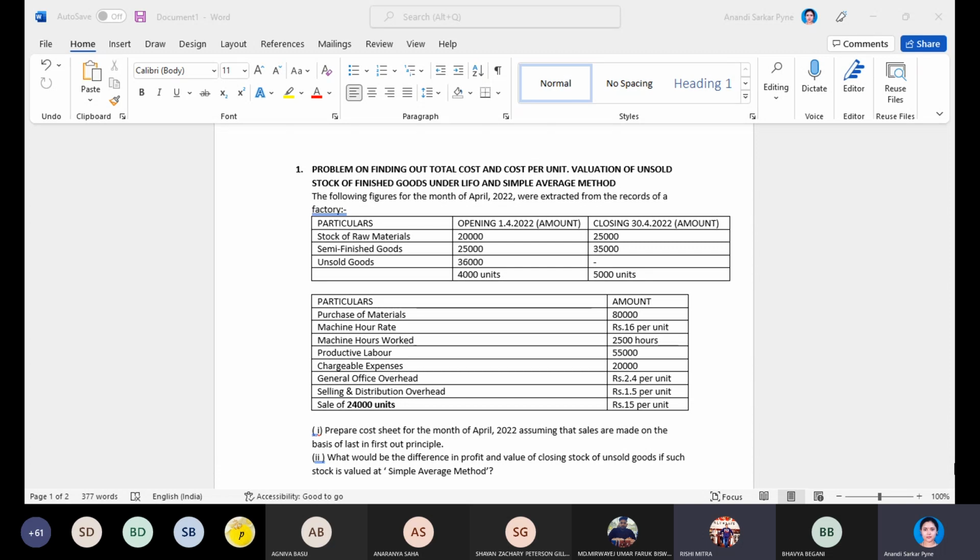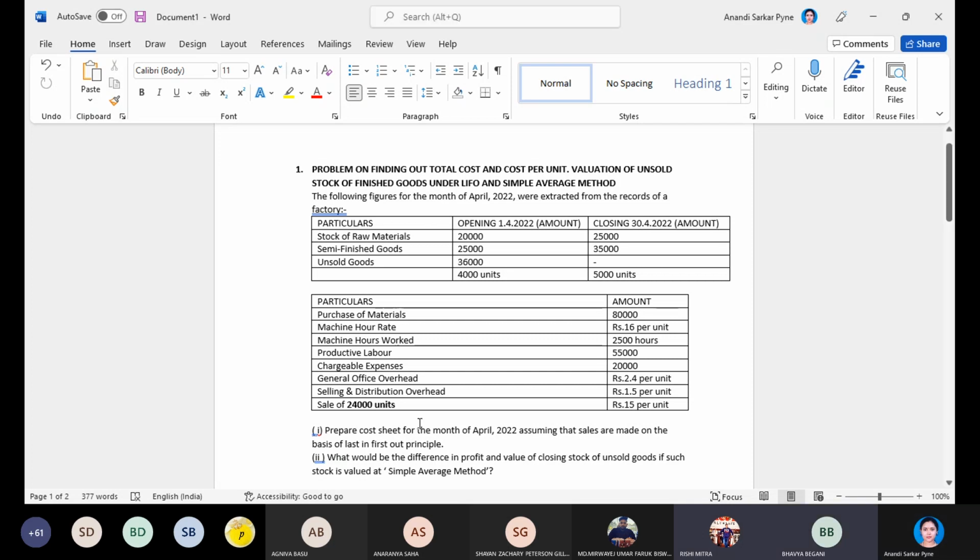So whatever is the amount we will be getting, we will be deducting it and we'll be getting cost of goods sold. Along with the cost of goods sold, all other things will be same. That is adding selling and distribution overhead, getting cost of sales, adding profit and the sales figure.